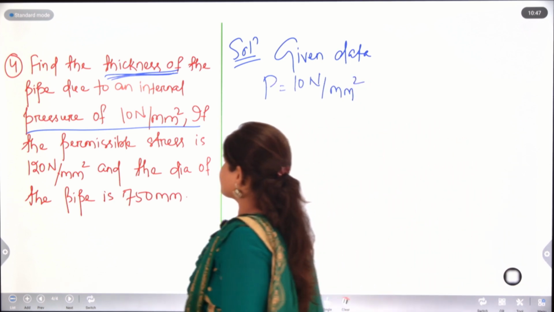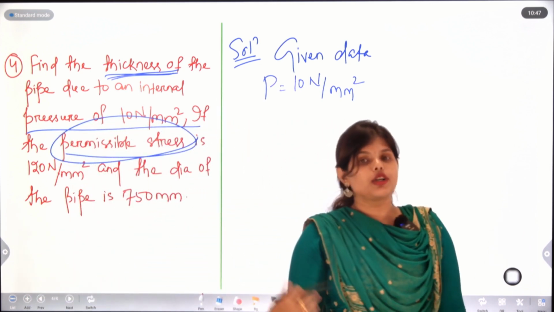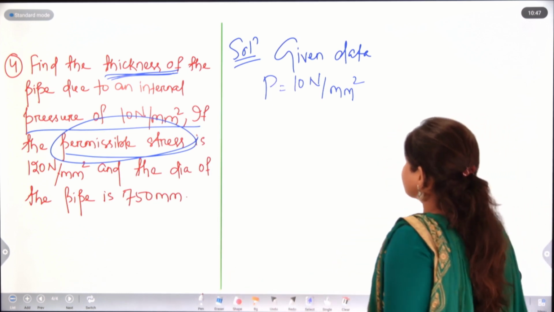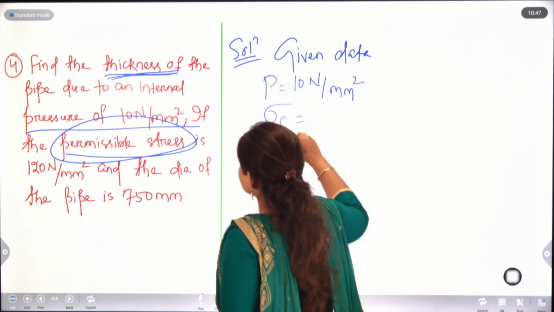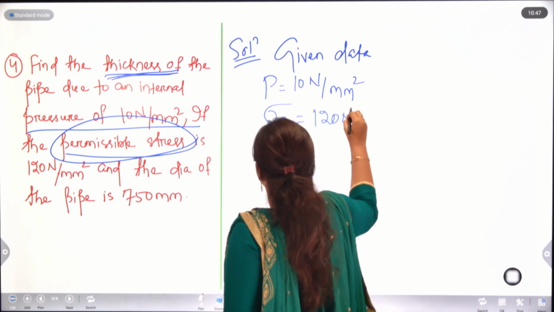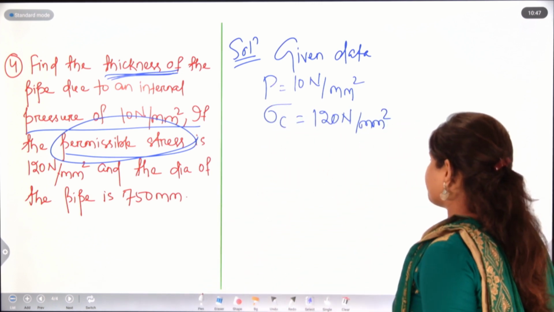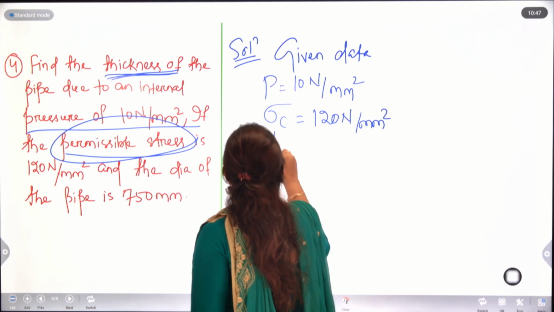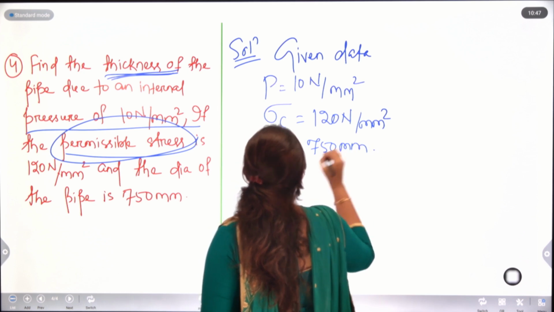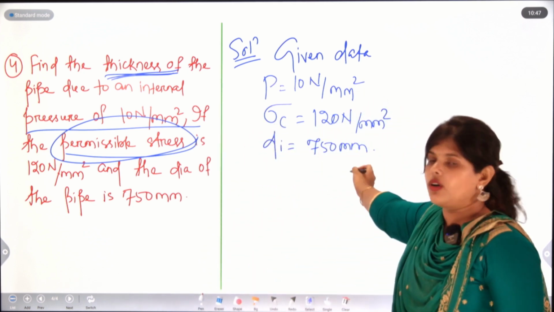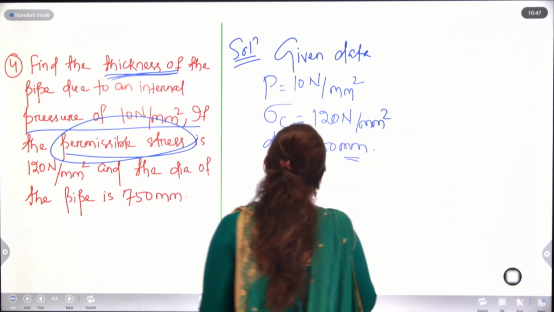If the permissible stress, here the permissible stress is given. In our previous question, allowable stress was given. So permissible stress is the hoop stress, that is 120 Newton per mm square, and the diameter of the pipe is given, that is 750 mm. So as all these dimensions are in mm, we don't need to convert them.